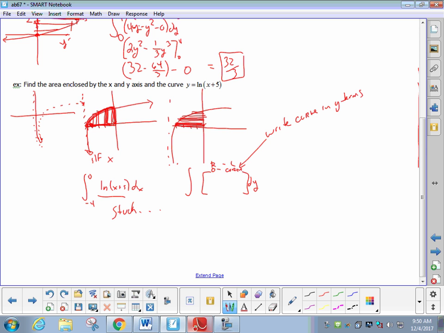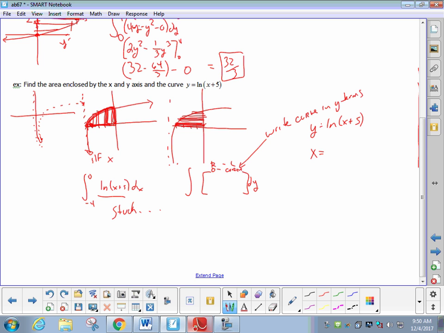That's often going to happen. You're going to be given the equation in x terms. When I say x terms, I mean it's written solve for y in terms of x. And you'll want to go the other way and write it solve for x in terms of y. Solve this for x, please.